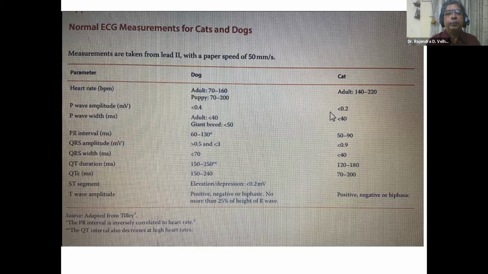So whenever you are interpreting the ECG, always do it from left to right. Do not do it haphazardly in between, even if you observe some abnormality. Always have a complete look at the ECG rhythm strip from left to right, and do not miss anything so that you don't miss the diagnosis.